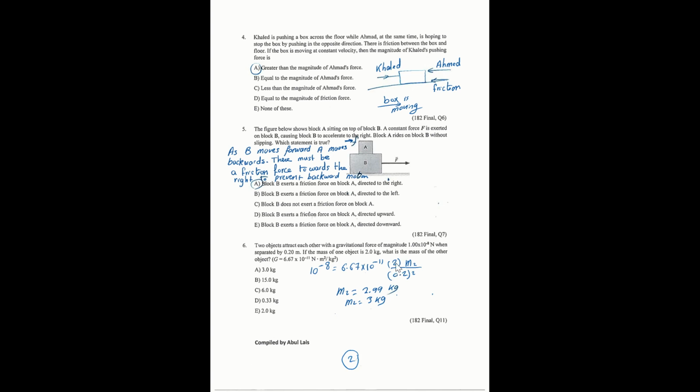Now, what is m1? m1 is the mass of the first object, which is 2 kilograms. What is the mass of the second object? This is unknown. And the distance between the two objects is 0.2 squared. Then we can find the mass m2 by solving the equation, and it must be 2.99 kilograms, or almost about 3 kilograms.